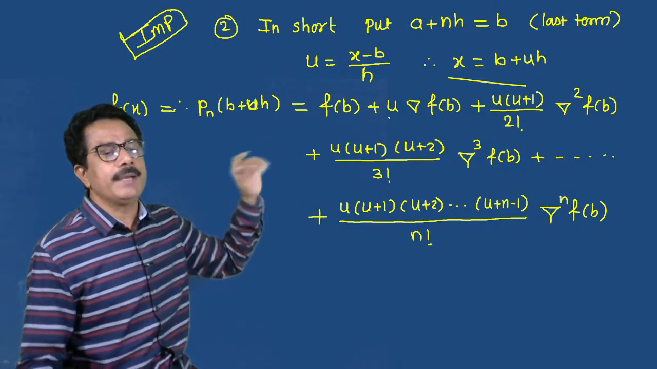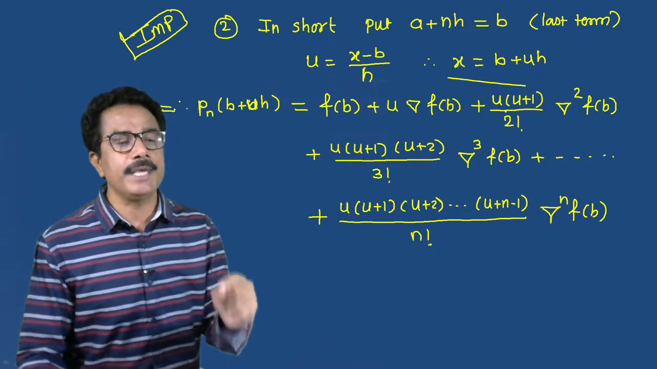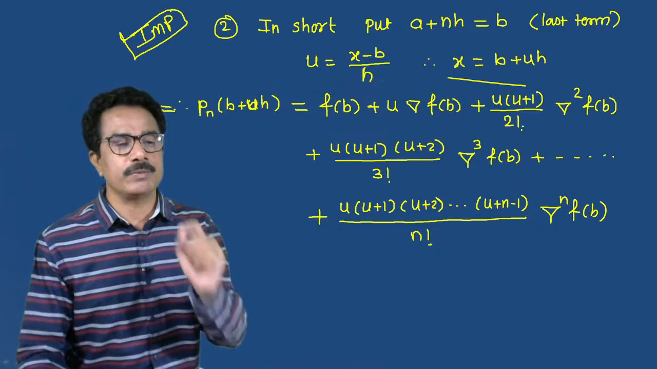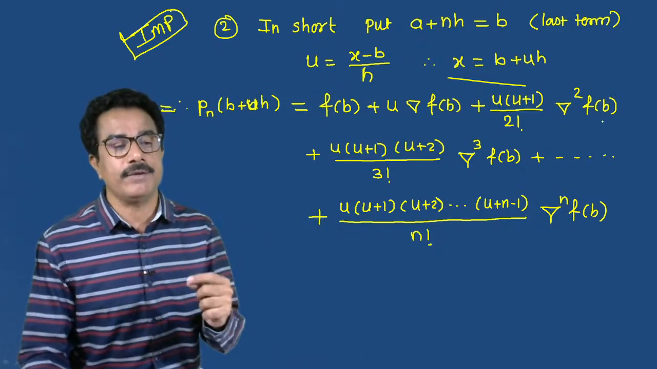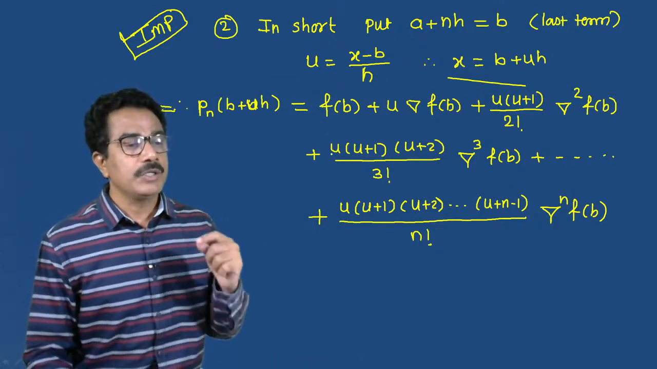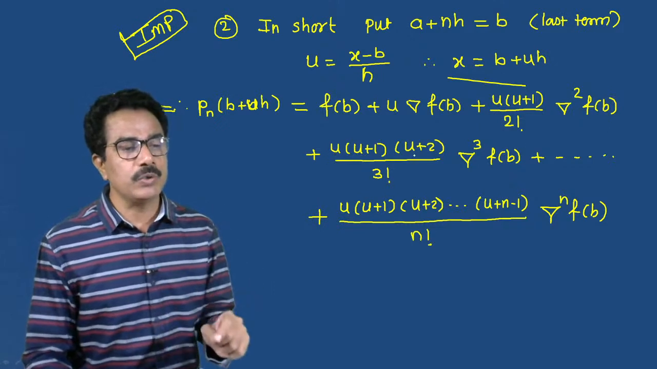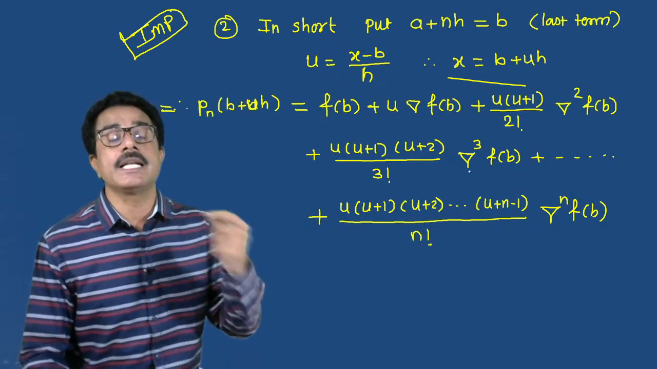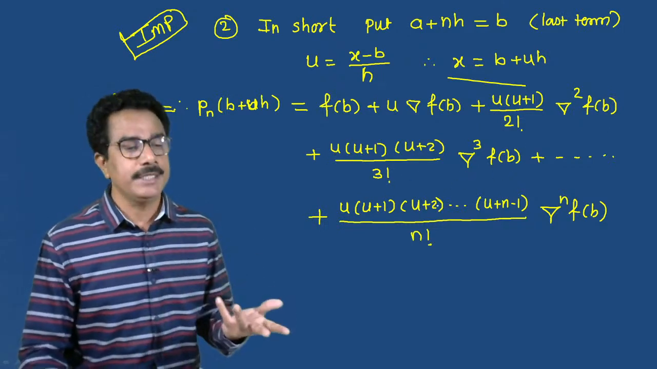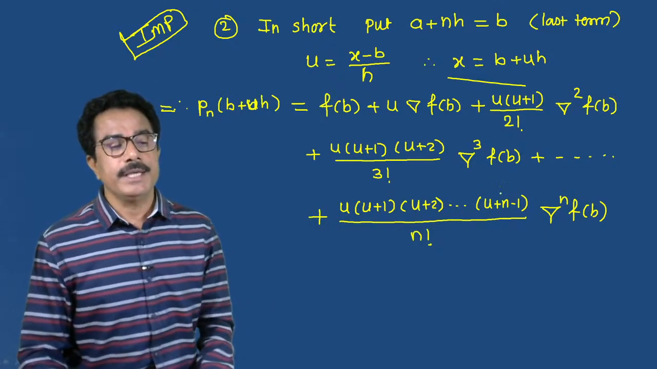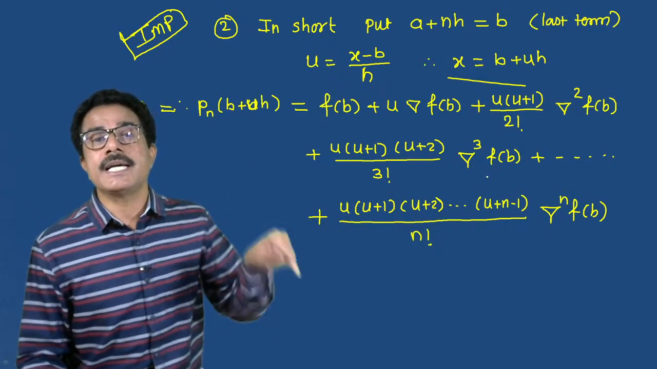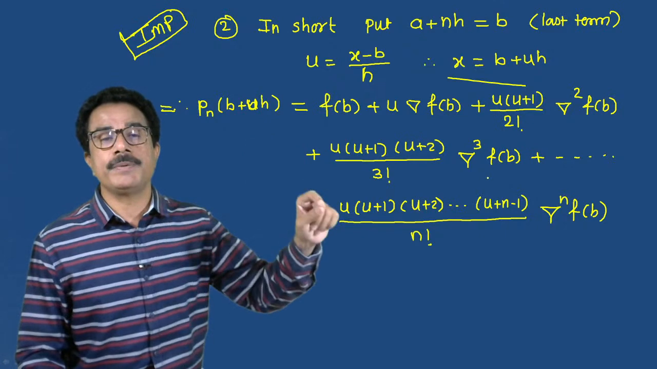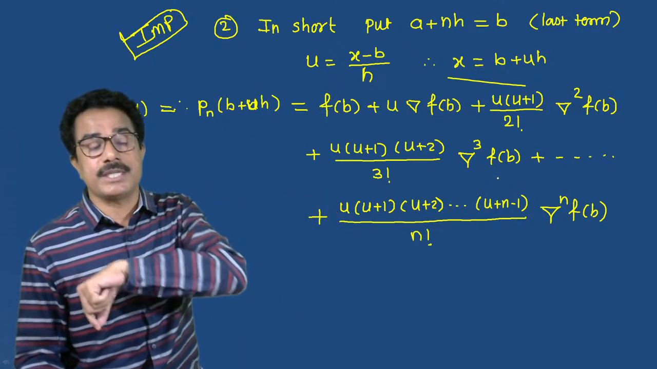So we can write f of b plus u into del f of b plus u into u plus 1 divided by 2 factorial del square f of b, u into u plus 1 into u plus 2 divided by 3 factorial del cube f of b, dot dot dot in this way. a means first term, b means last term.